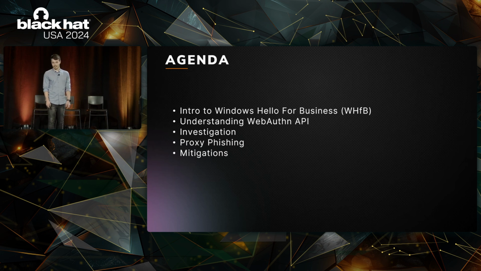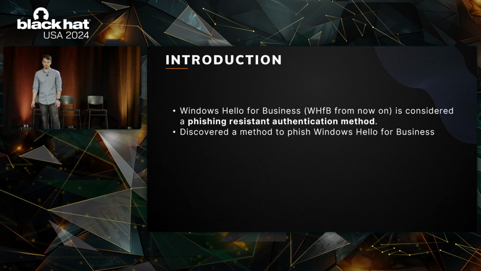So today, our agenda for today, we're going to have a bit of an introduction to Windows Hello for Business. We're going to talk a bit about the WebAuthn API, which is the underlying mechanism for authentication for Windows Hello for Business. We're going to talk a bit about my investigation and about proxy phishing, and finally some mitigations. So let's get into it.